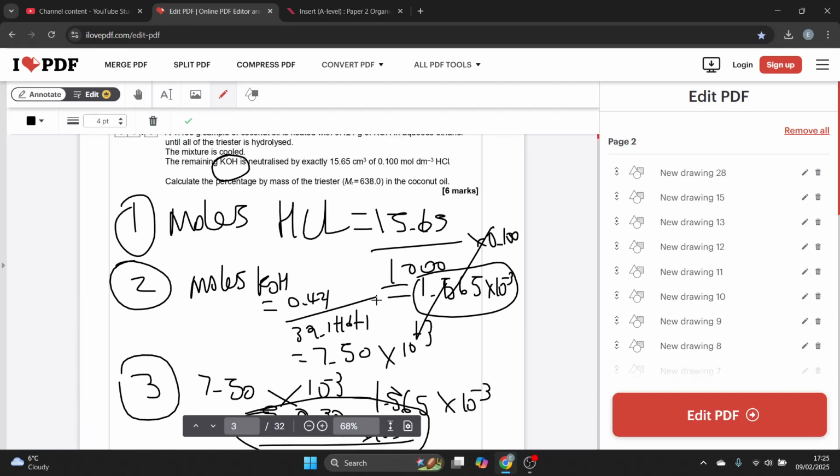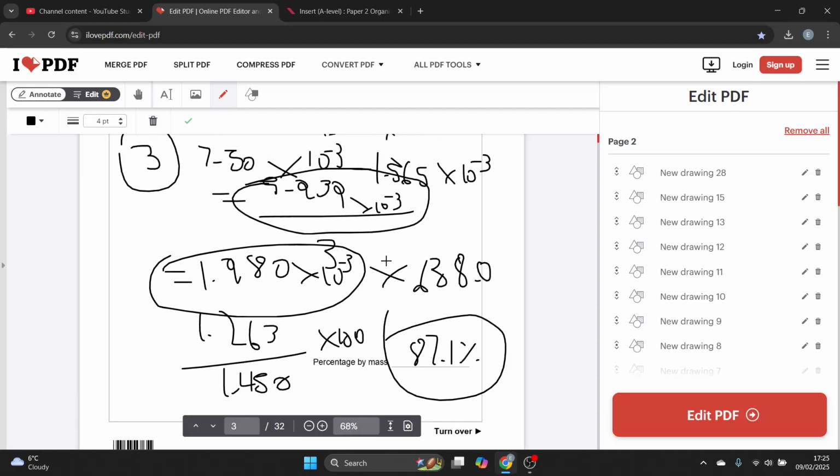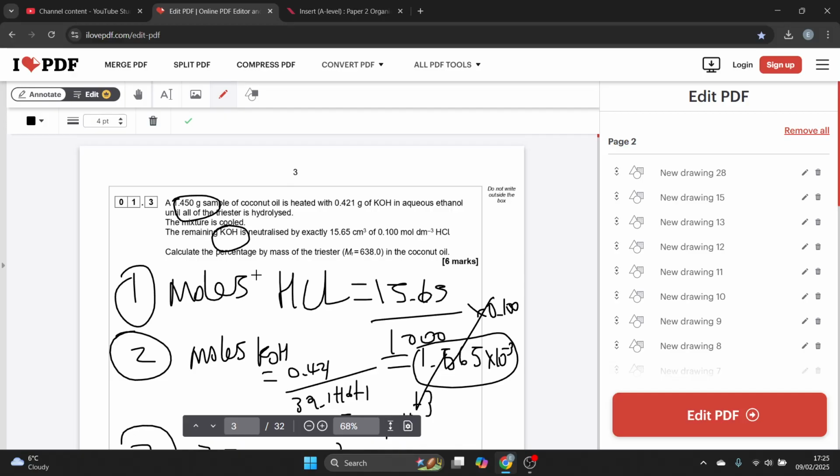And then to find out the percentage by mass, it's going to be 1.263 over 1.450 times 100, and I should get 87.1%. These kinds of questions are ones a lot of students struggle with, including myself. But the first thing you can do is, don't read it hundreds of times or tens of times. Just do the simple stuff like calculate the moles, because you're going to have to use them later on. So just do that, and then you can be like, okay, I've got 2 or 3 marks out of 6.